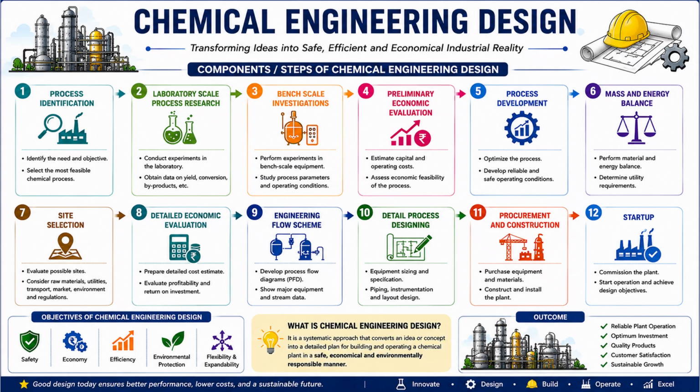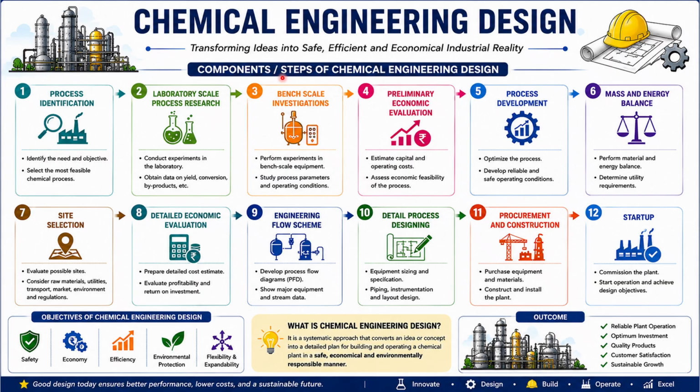Now that we know the responsibilities of a chemical engineer, let us understand what chemical engineering design actually means. Chemical engineering design is a process of transforming an industrial idea into a practical and commercially viable manufacturing plant. It involves selecting suitable processes, preparing material and energy balances, designing equipment, plant utilities, developing plant layout, selecting materials of construction, and evaluating the project. A successful chemical engineering design should follow all these objectives: safety, economy, efficiency, environmental protection, flexibility, and expandability.